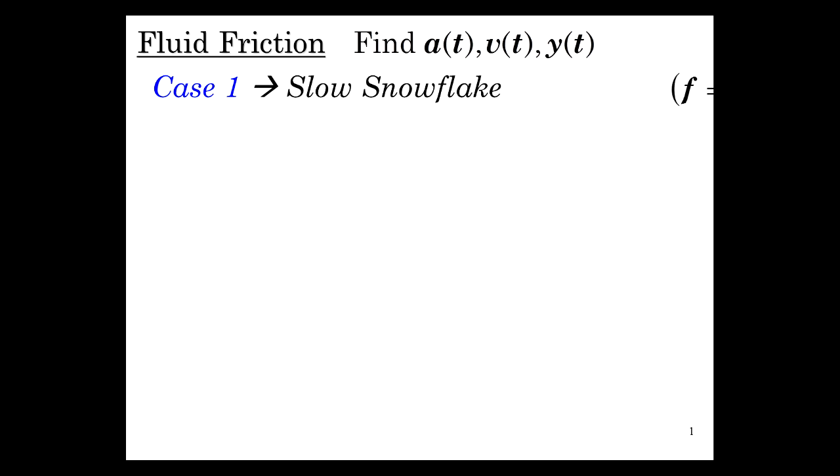for a slow snowflake. And if it's slow, there tends to be less turbulence, and as such, as a first-order approximation, the frictional force is related directly to the speed. So let's assume that's the case and consider the snowflake.